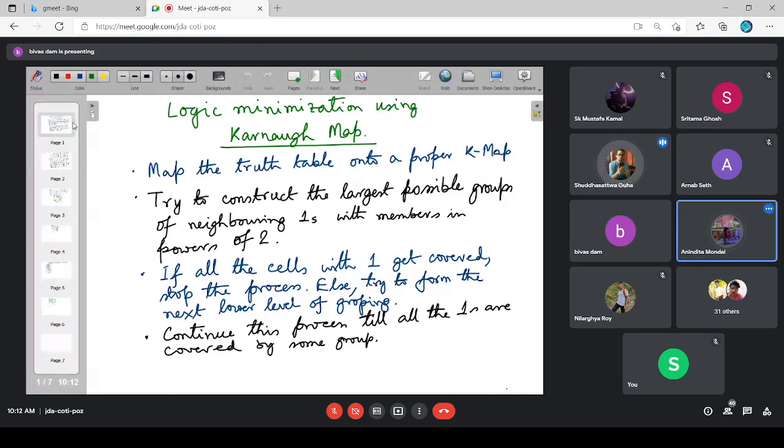Sir, we can also construct groups by folding the maps and stuff, right? I didn't get you. Sir, if we have to construct the largest possible groups, we can also do that by folding the maps, no, sir? Definitely. Because we know that the physical neighboring means all sorts of folding and all those things should be taken into consideration. And that's the way Karnaugh map has been constructed.